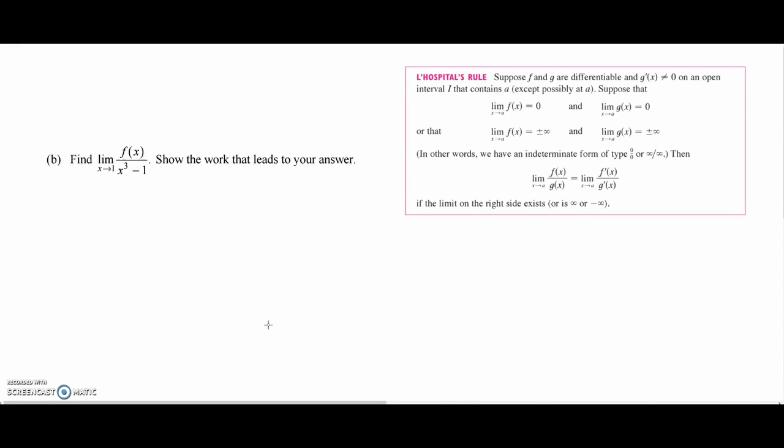Part B, we're asked to find the limit as x approaches 1 of f of x over x cubed minus 1. To solve this question, we're going to use L'Hospital's rule, which states that if f and g are differentiable and g prime of x does not equal 0 on an open interval I that contains a, and the limit as x approaches a of f of x equals 0, and the limit as x approaches a of g of x equals 0, then the limit equals the limit as x approaches a of f prime of x over g prime of x.